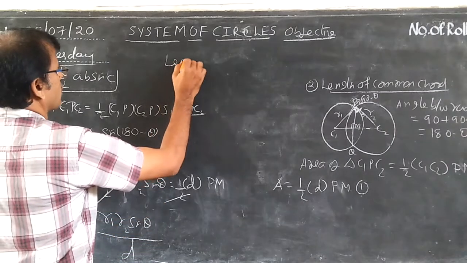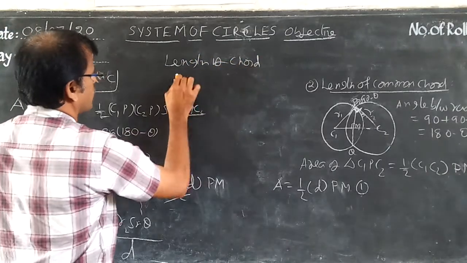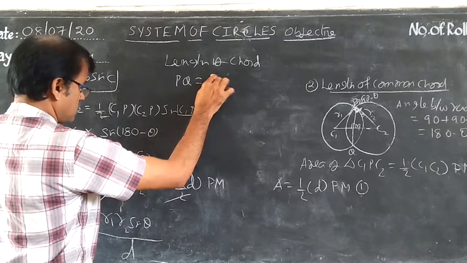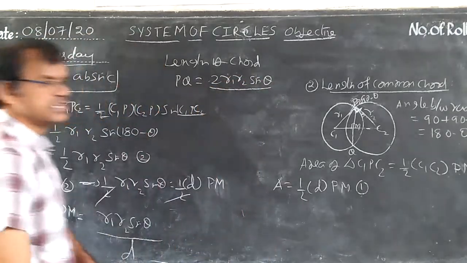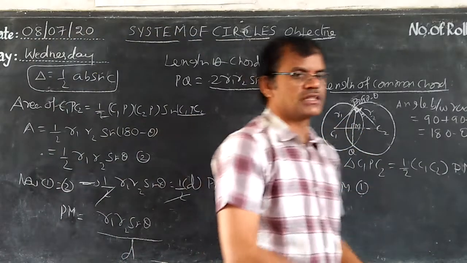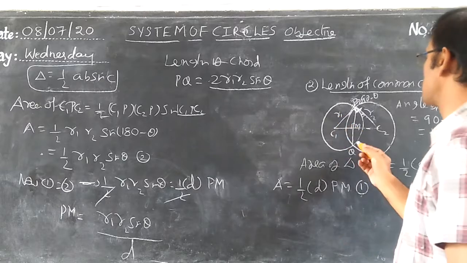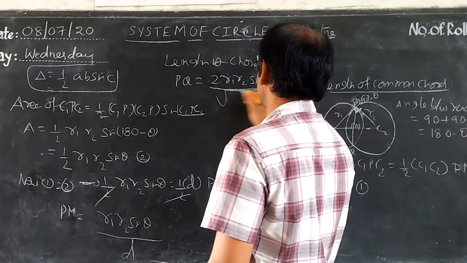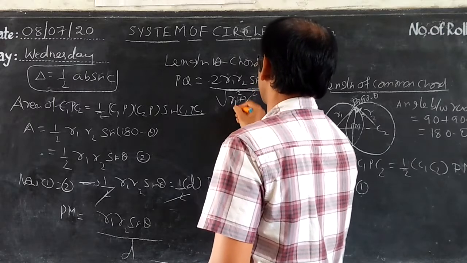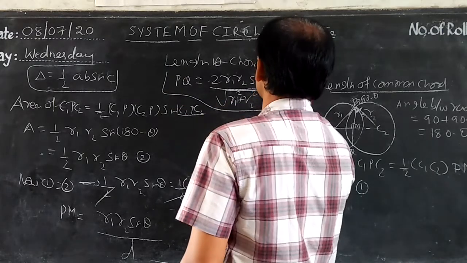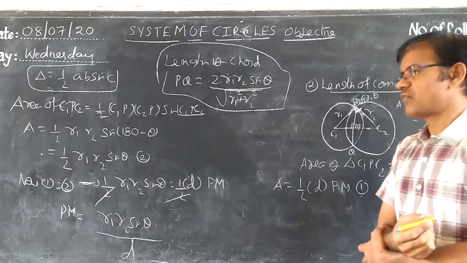So the length of the chord PQ is equal to 2 into R1 R2 sine theta by D. What is D? Because this angle is 90 degrees in the triangle C1 P C2, D can be written as root of R1 square plus R2 square, using the right angle triangle property, Pythagoras theorem. So don't forget, students, this is the formula: length of chord PQ is equal to 2 R1 R2 sine theta by root of R1 square plus R2 square.